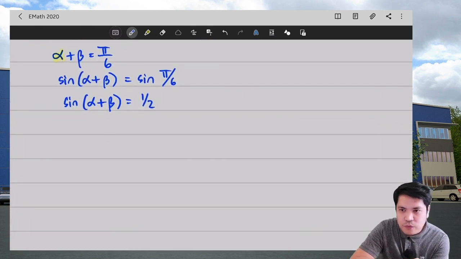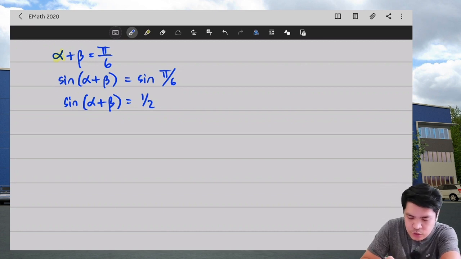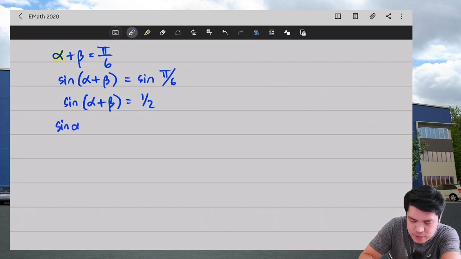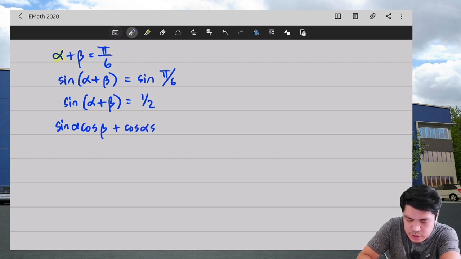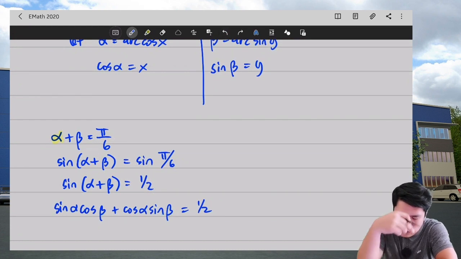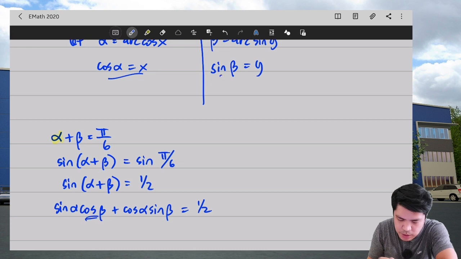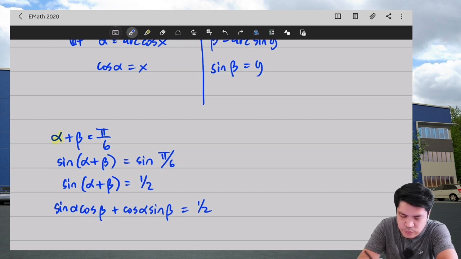So, sum and difference of two angles for sine. The identity for that, yung sin, cos, cosine mnemonics. So, we'll have sine alpha, cosine beta plus cosine alpha, sine beta. That's equal to 1/2. Now, this equation involves sine alpha, but we only have cosine alpha. And we have cosine beta, but we have sine beta. How do we substitute now?